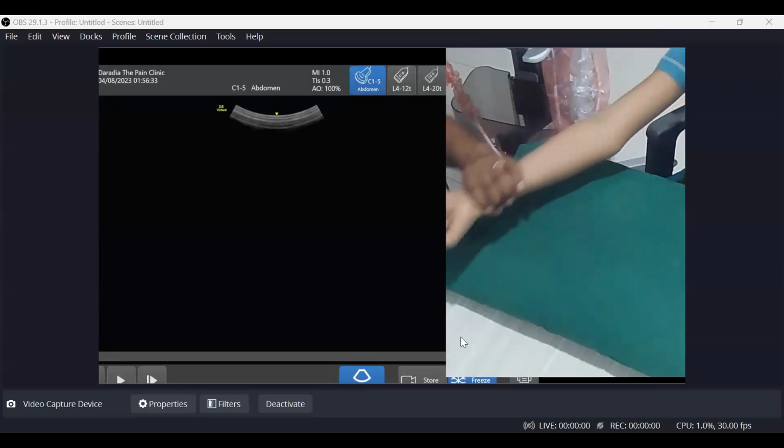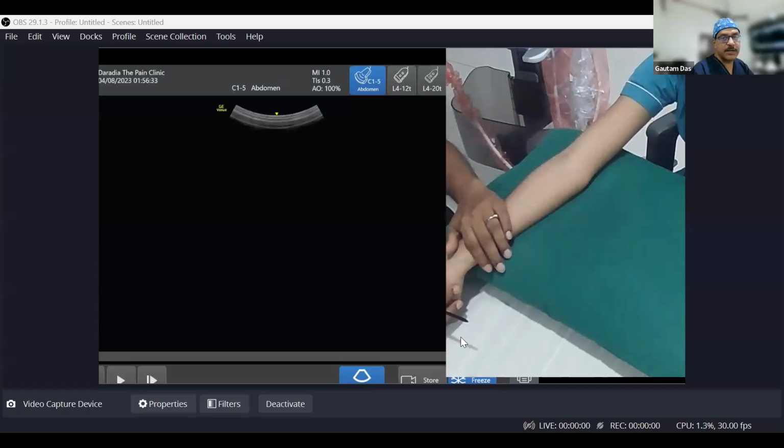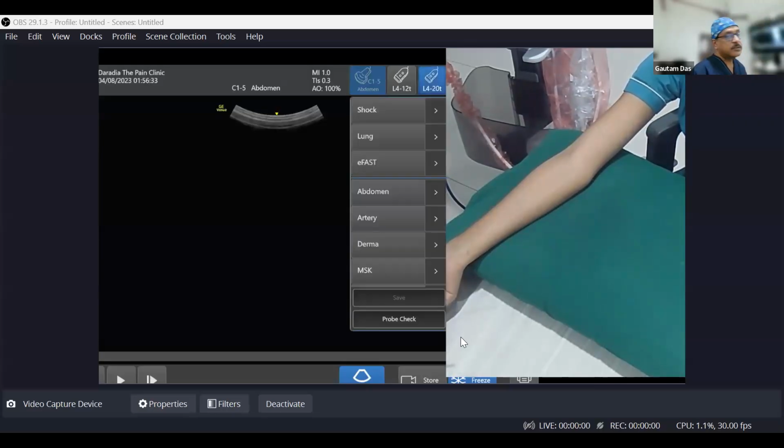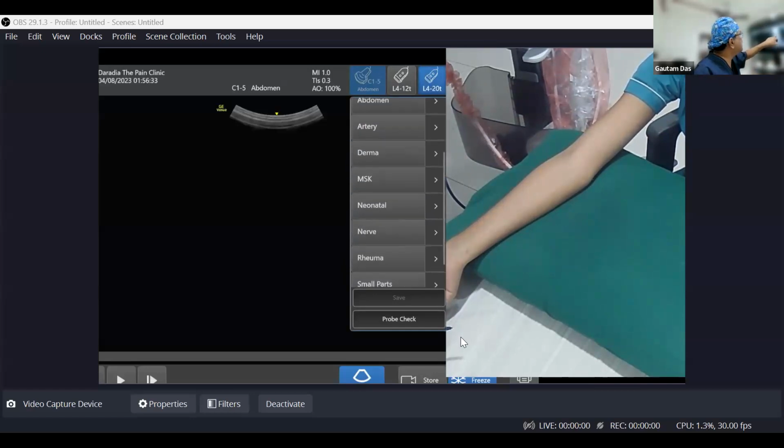Yes, sir. My volunteer is ready, extending the elbow. And the probe I'll be selecting here, remember, this probe is a curvilinear probe. So the curvilinear probe is not the right choice. So I'll be taking the linear probe. And I'm selecting the musculoskeletal MSK. I'm selecting elbow.